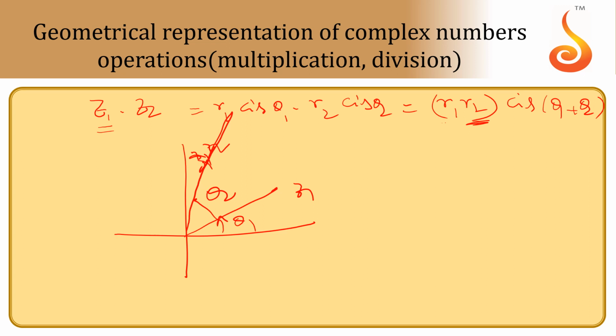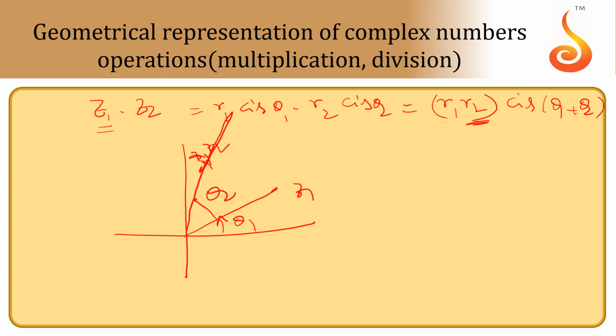So one thing we should understand here: when Z1 is multiplied by Z2, Z1 will rotate through an angle which is equal to amp of Z2, or Z2 will rotate through an angle which is equal to amp of Z1, your wish. And according to R1, R2, you have to select the complex number on that new location.